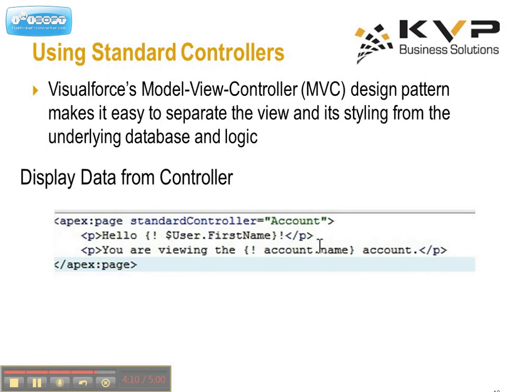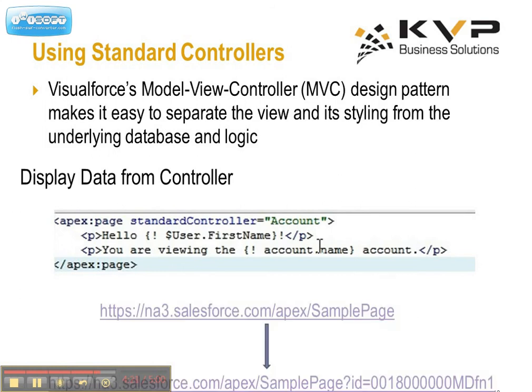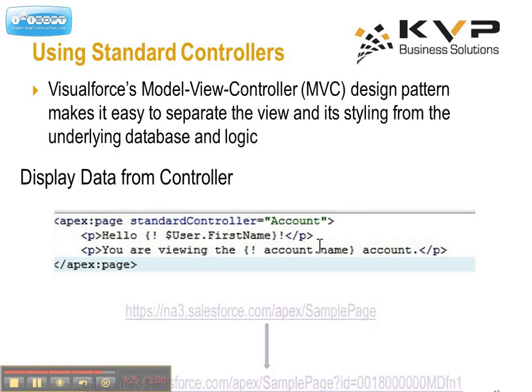When you click save, you'll see your first name and an empty account name. This is because you haven't told the Visualforce page which account record to display. Go to your URL and modify it so that it includes the ID as shown, and the page should look like this.